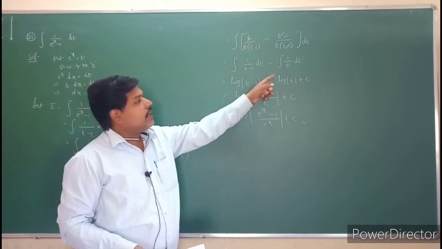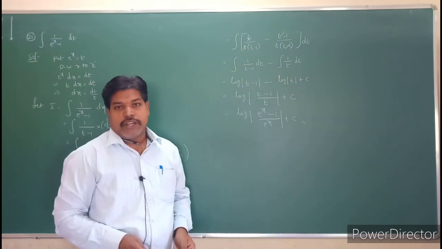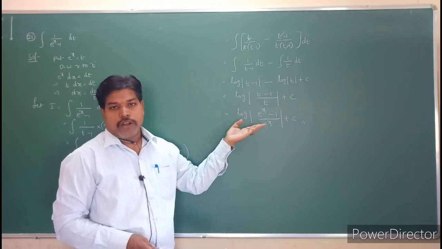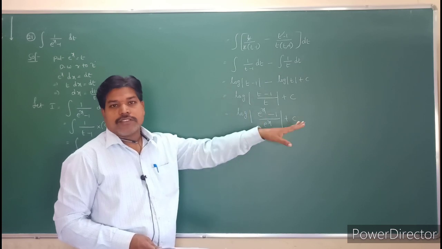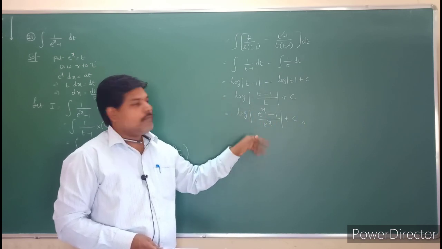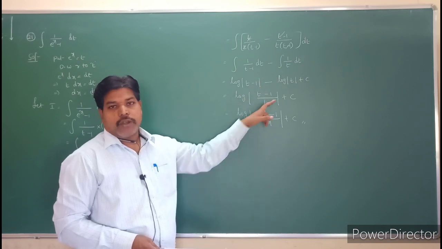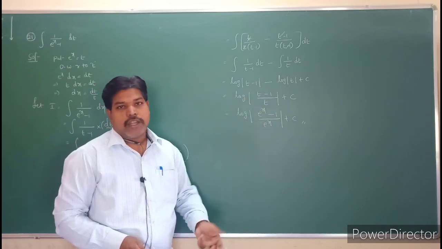Integral of 1 by t minus 1 into dt minus integral of 1 by t into dt. So log of mod t minus 1 minus log mod t plus c. Log a minus log b will become log of a by b. So log of mod, in the place of t, replace the value e power x: e power x minus 1 by e power x plus c.